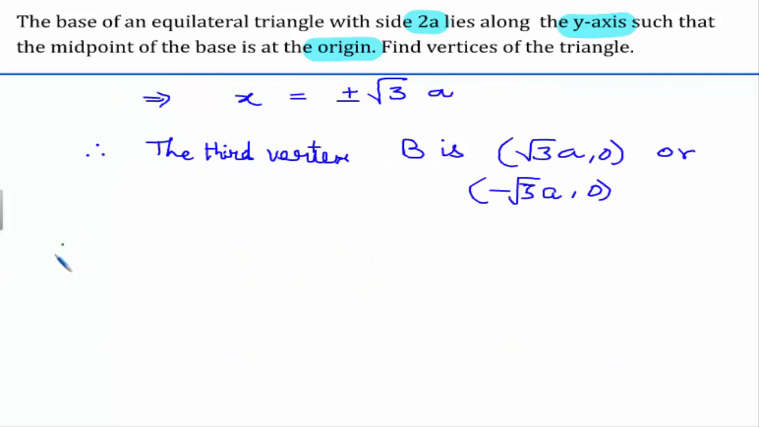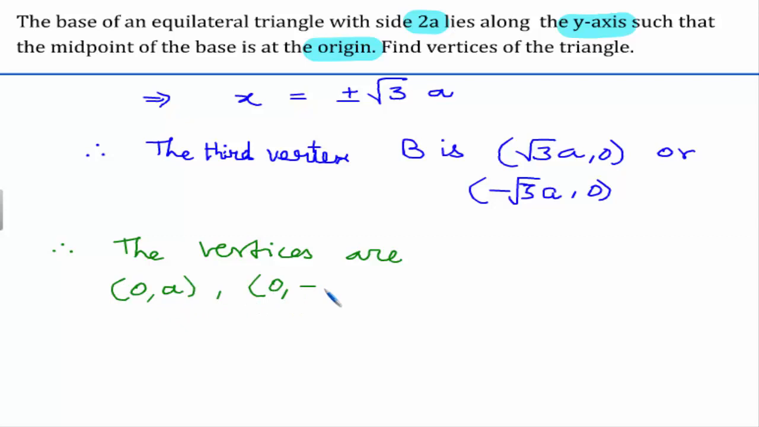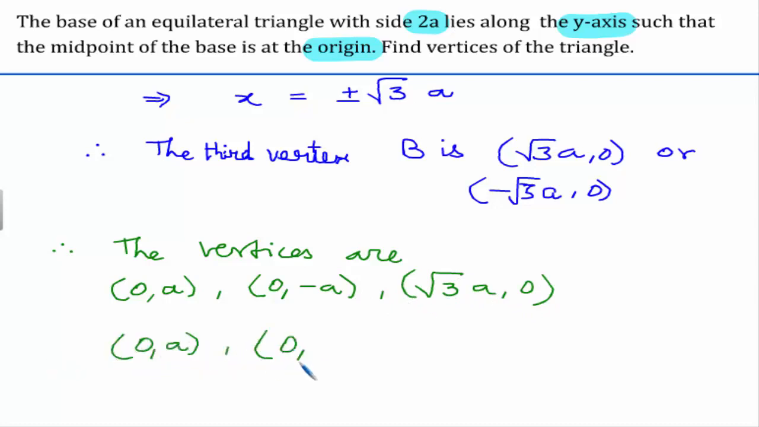Now, therefore, the vertices are: one will be 0 comma A, 0 comma minus A, and root 3A comma 0, and the second possibility will be 0 comma A, 0 comma minus A, and minus root 3A comma 0.